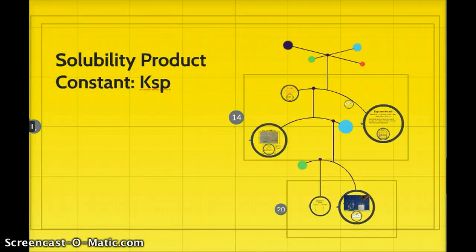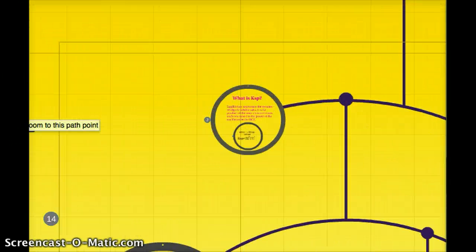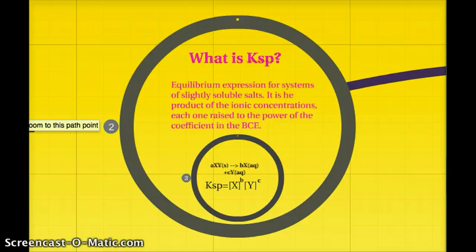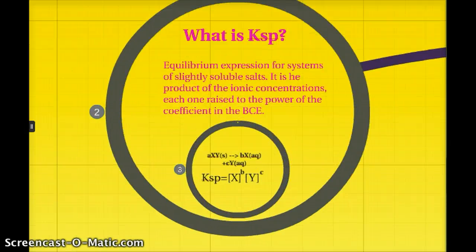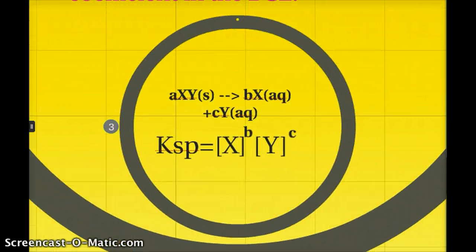So this is my project for KSP. What is KSP? It's an expression for slightly soluble salts for an equilibrium reaction. When dealing with KSP reactions, you take the coefficient in front of the ion and raise it to the power of that ion. So for example, the B coefficient in front of the X will be raised to the power on the X when making the KSP equation.